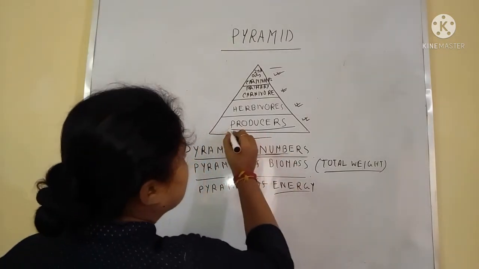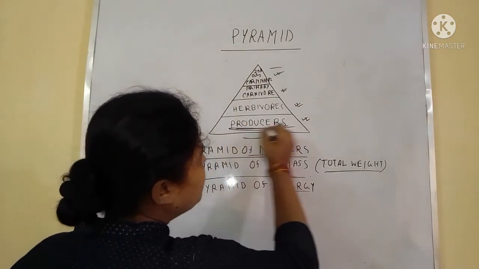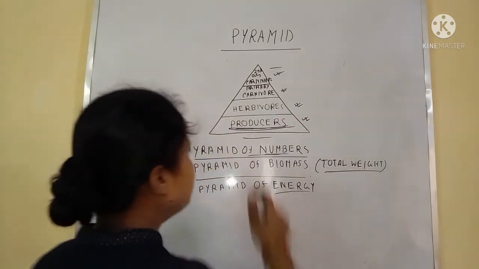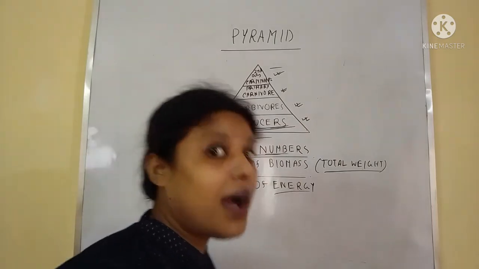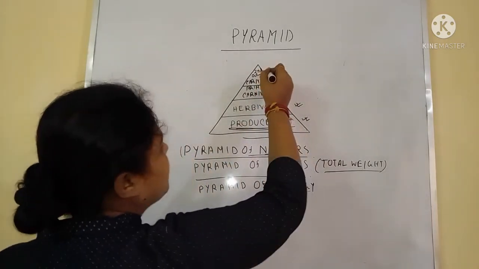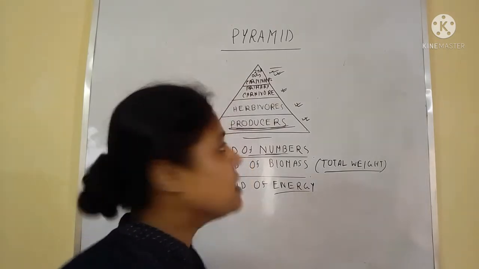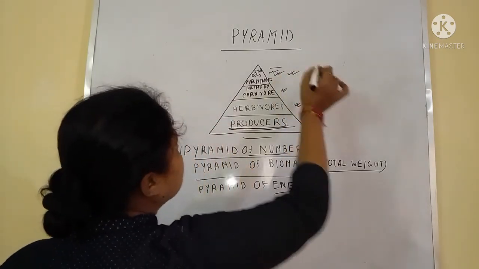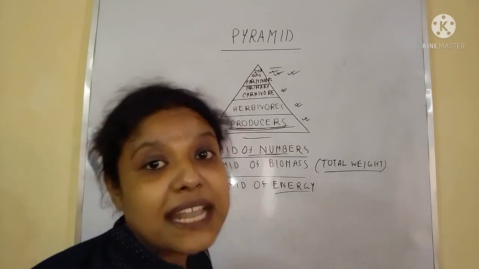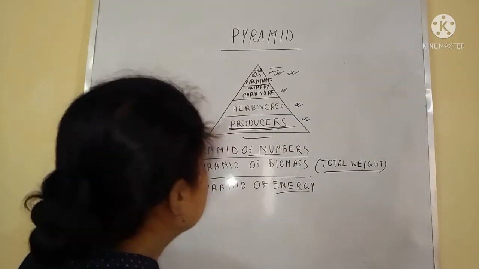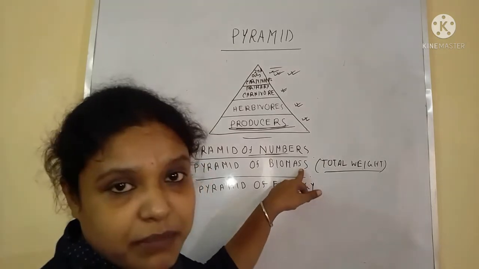That means for the producers, as the number of producers is larger, the total weight is also higher. And as the number of secondary carnivores is less, the total weight of the carnivores is also less. So here another pyramid forms, that is the biomass, the pyramid of biomass.